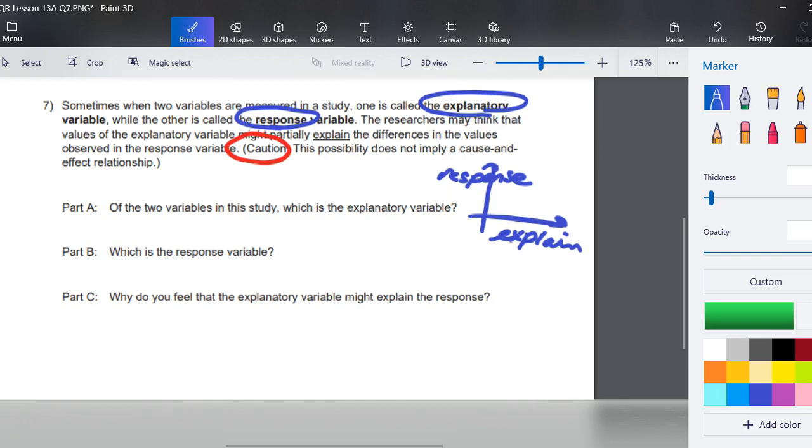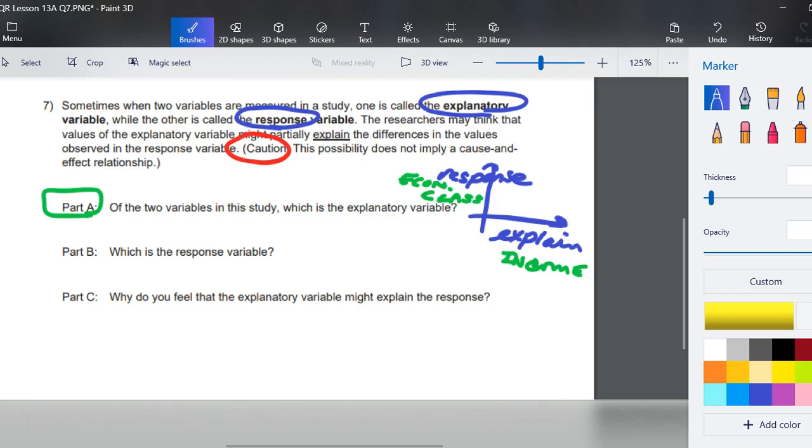Part A, of our 2 variables in this study, which is the explanatory variable? Well, we think income would explain economic class. But it could work the other way. Your economic class could keep you in your certain income bracket. For the sake of this study, we'll go ahead and say that the income you're making is going to put you in whatever bucket for economic class.